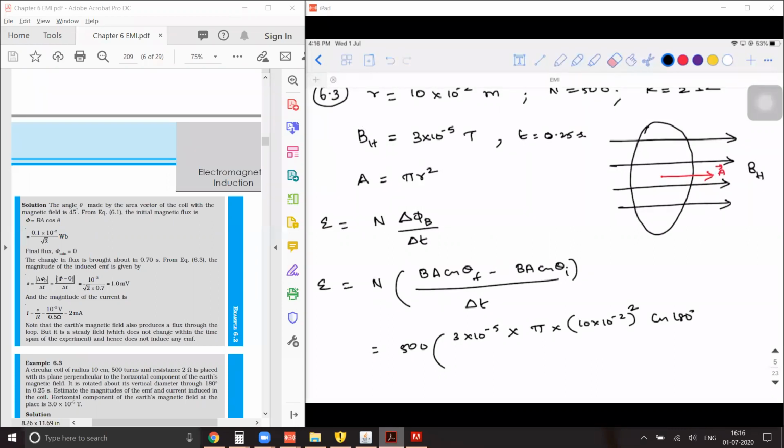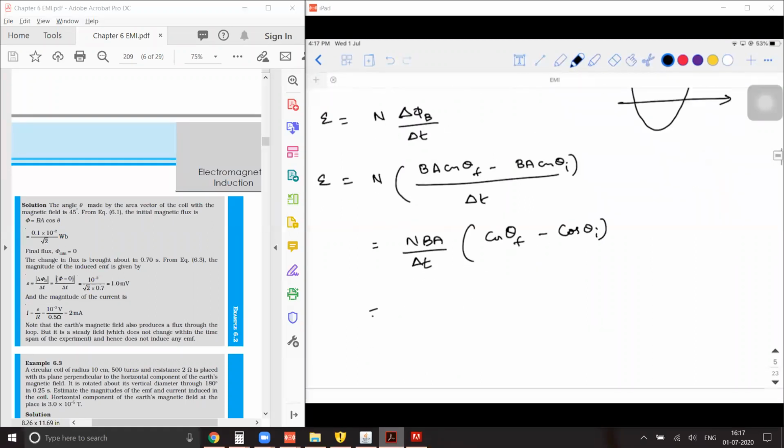Actually, I can do one thing to reduce the calculation. We can take things common so that it is easy: NBA by delta T into cos theta final minus cos theta initial. So N is 500 into 3 into 10 power minus 5 into area, which is pi into R square. R is 10 into 10 power minus 2, the whole square, divided by 0.25, which is 1/4.